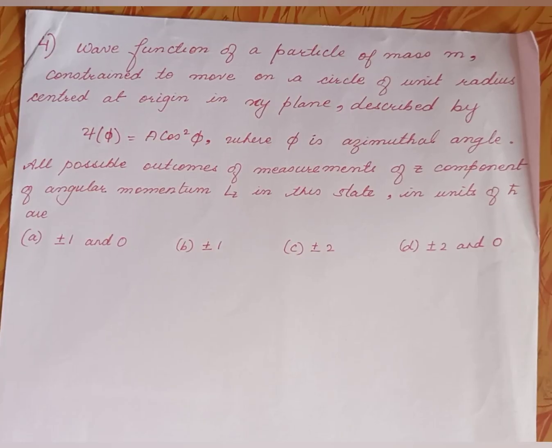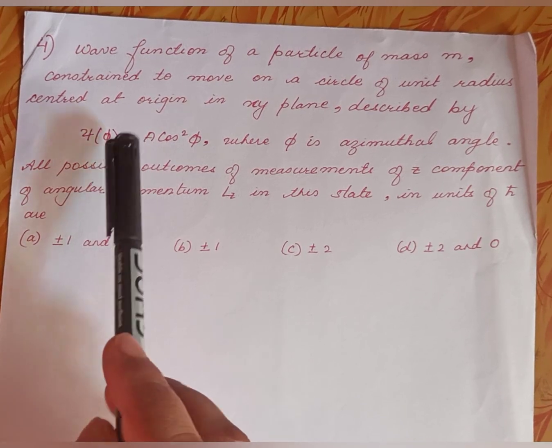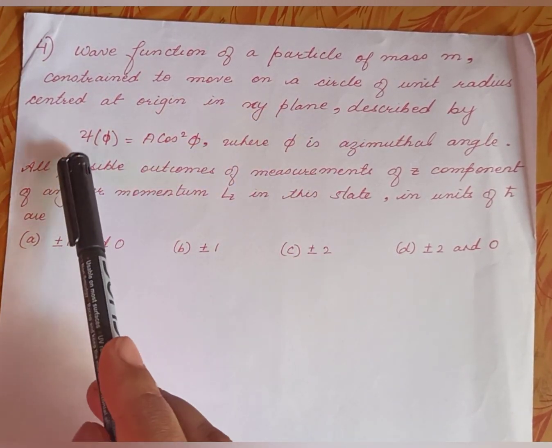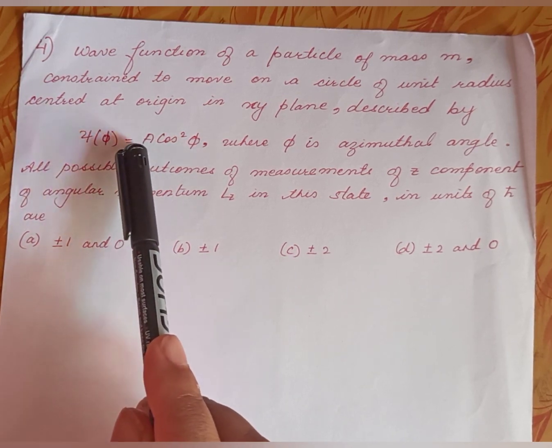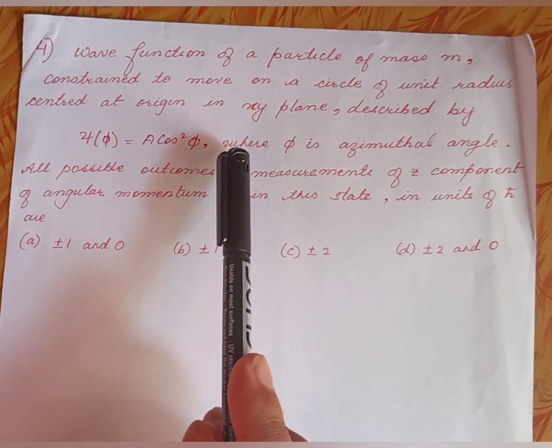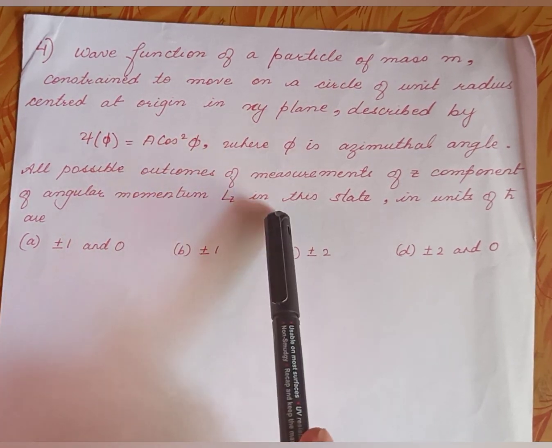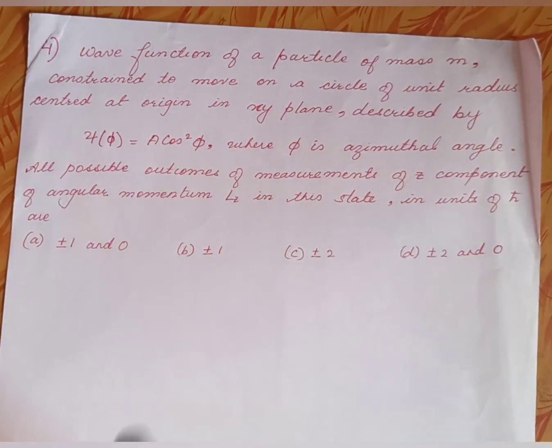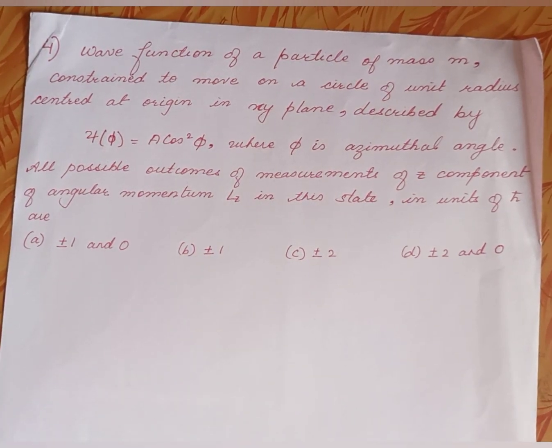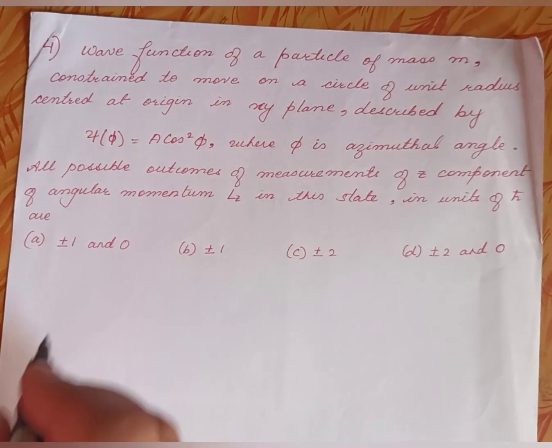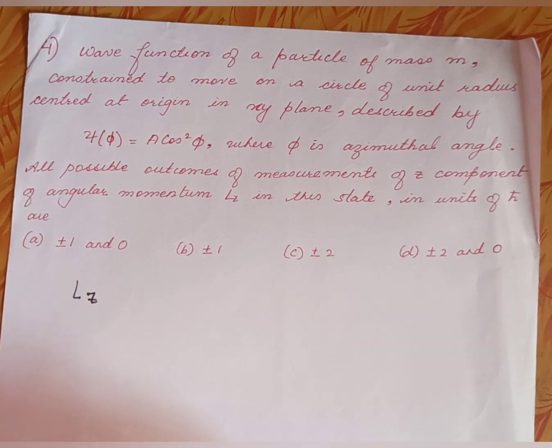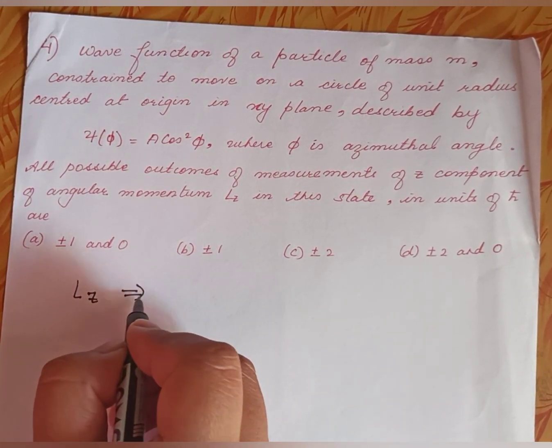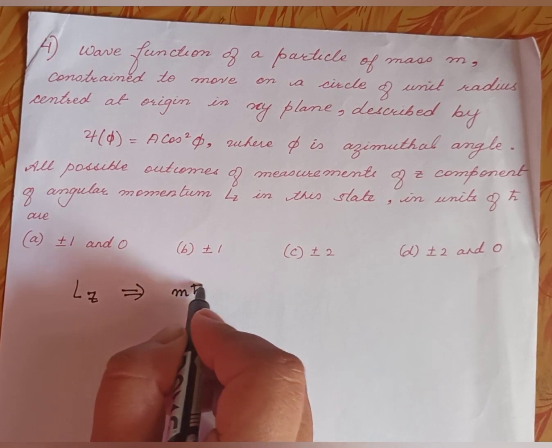Now in my fourth question, it is similar to the third one where the wave function is given. This is in the xy plane, and in polar coordinates psi of phi is given as a cos square phi. So what I need to do is find the possible outcomes of measurements of the z component of angular momentum Lz in this state, and we need to express it in units of h cut. So how do I do it? I need to find the measurement of Lz. That means I need to find the eigenvalues of Lz, and I know that the eigenvalues of Lz are given by m h cut.